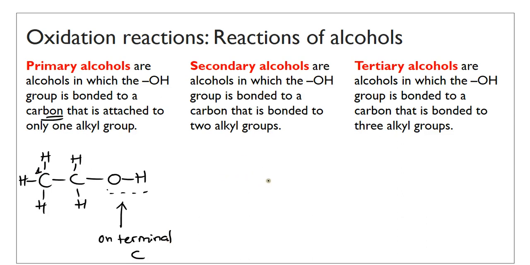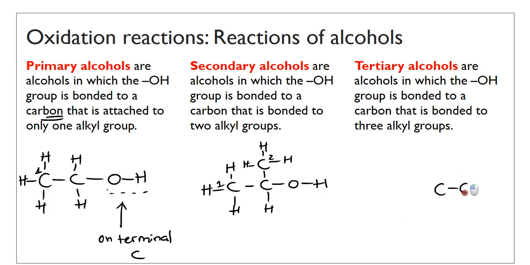Now, secondary alcohol is when the hydroxyl is linked to a carbon that is linked to two other carbons. So that's secondary alcohol. You can see here that this carbon is linked to 1 and 2 other carbons. So that's your secondary alcohol. Obviously for tertiary alcohol, the carbon that has the hydroxyl group is linked to a carbon that itself is linked to 3 other carbons. So that's a tertiary alcohol.